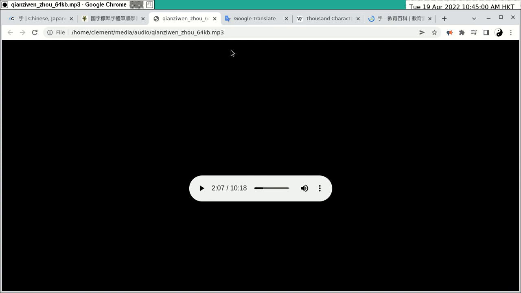实可复，其欲难量，地玄黄，宇宙洪荒，日月盈仄。 Yeah, that will be very useful.